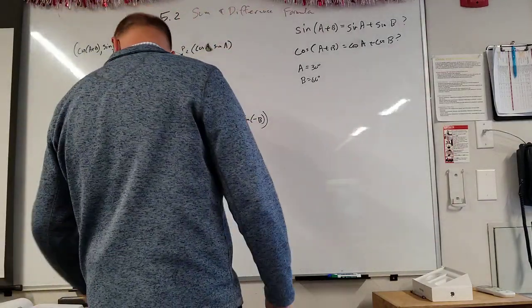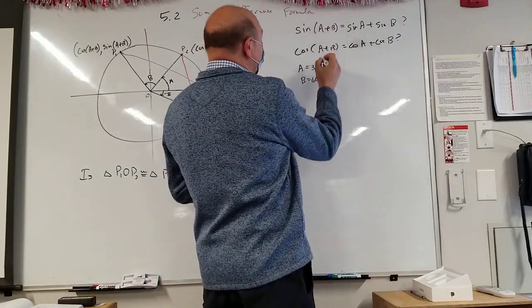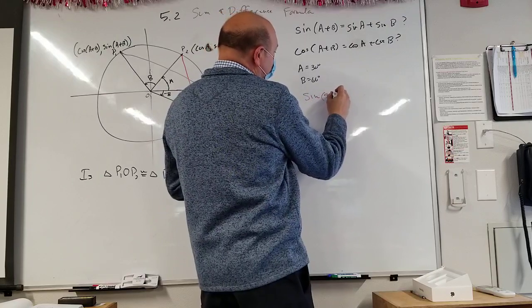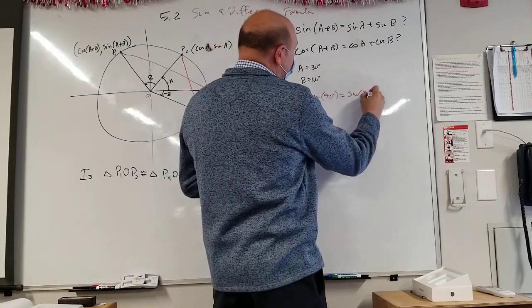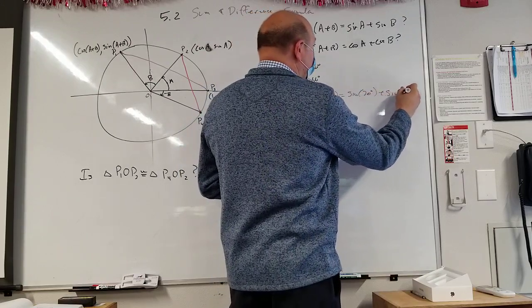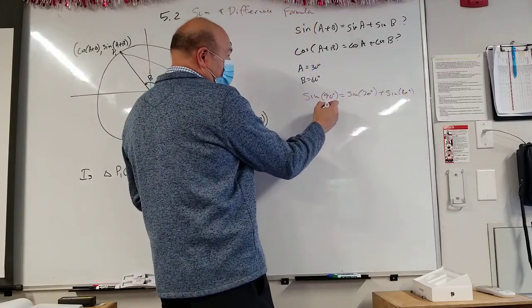And so Georgia was the first one to come up and said, you know what? It's interesting. That's not true. So sine of 30 plus 60 would be 90. Is that correct? And so sine of 30 plus sine of 60. And tell me what you guys got here. This would be 1. Is that right?